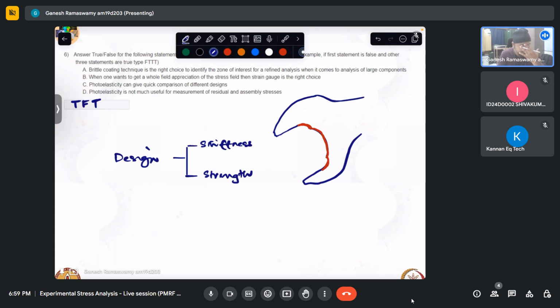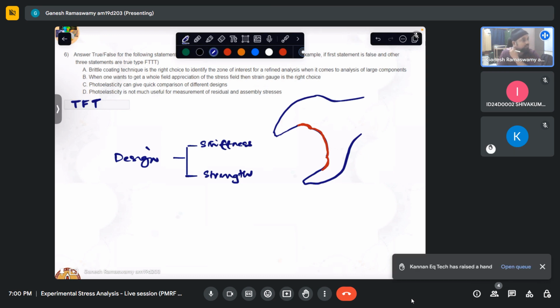So in very sensitive components, once the assembly is over, they also use photoelastic coatings to check the assembly stresses, whether they are present and whether they are uniform. So if there are any anomalies or if the stresses show, what to say, asymmetry or things like that, then it will be a cause for concern.